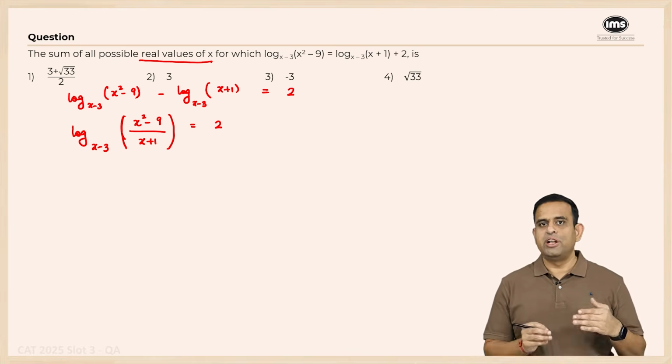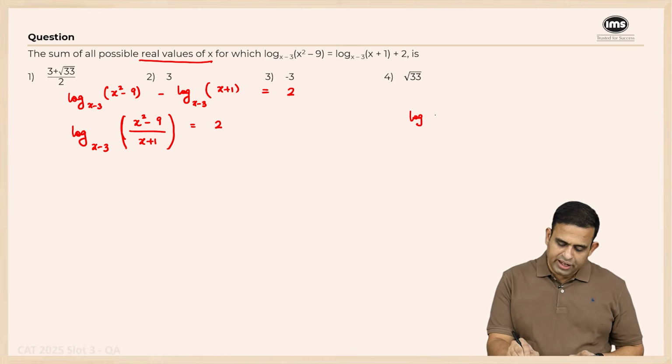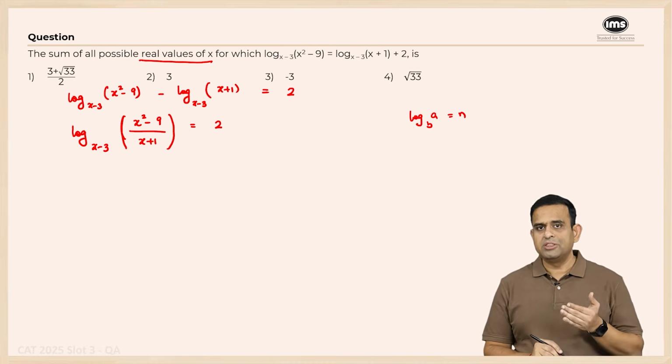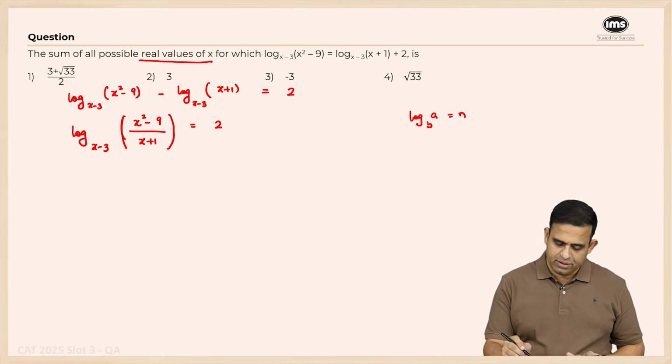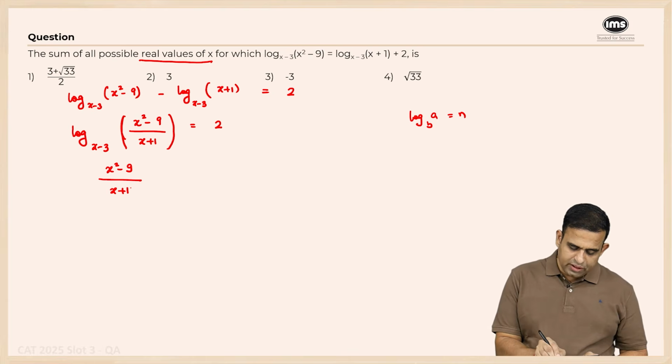And now we can use the definition of logarithm. If I say log of a to the base b is equal to n, then it simply means a must be equal to b to the power n. So if I simplify this, you should say x square minus 9 over x plus 1 should be equal to x minus 3 whole square.